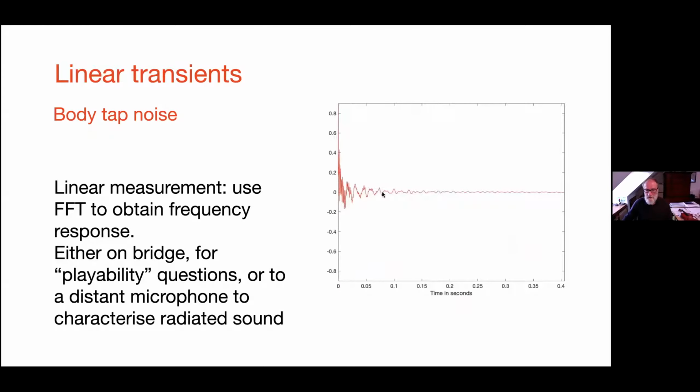Here's a version of that clonk noise. I shall keep on talking about these clonk noises. That's it, that's a particular violin, it doesn't really matter. And we'll come back to that in a moment. That tells us something.